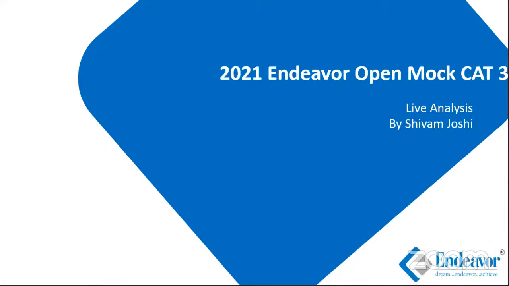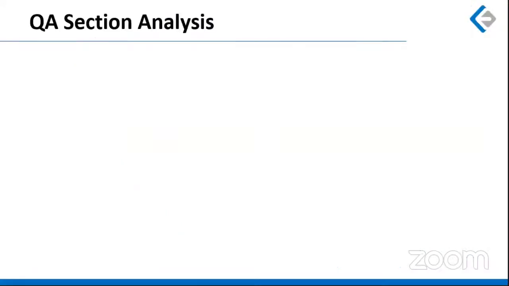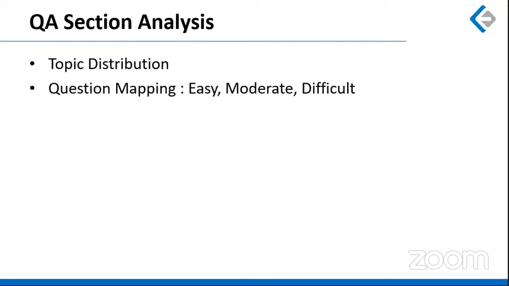Here I am with the analysis of EOM 3 QA section. So this is the flow in which we'll be taking up the QA section analysis. We'll be starting with topic distribution, that suggests how many questions were asked from which topic. We'll be following it up with question mapping. We'll try to categorize each and every question in terms of difficulty level, either easy, moderate or difficult. I have introduced one more category over here, which is moderate and time consuming ones.